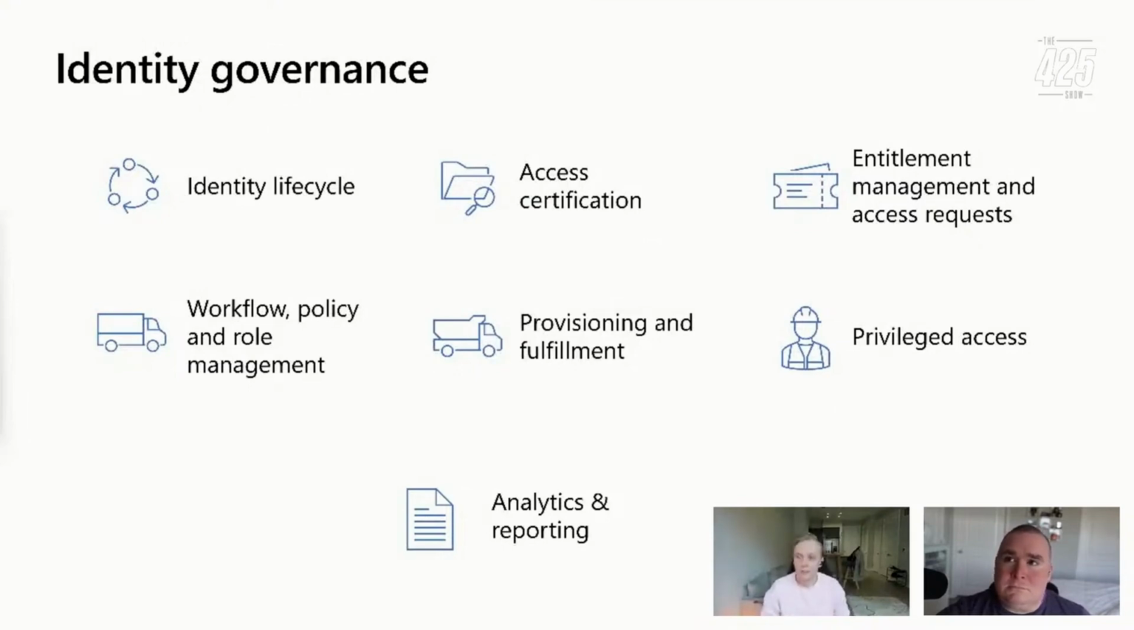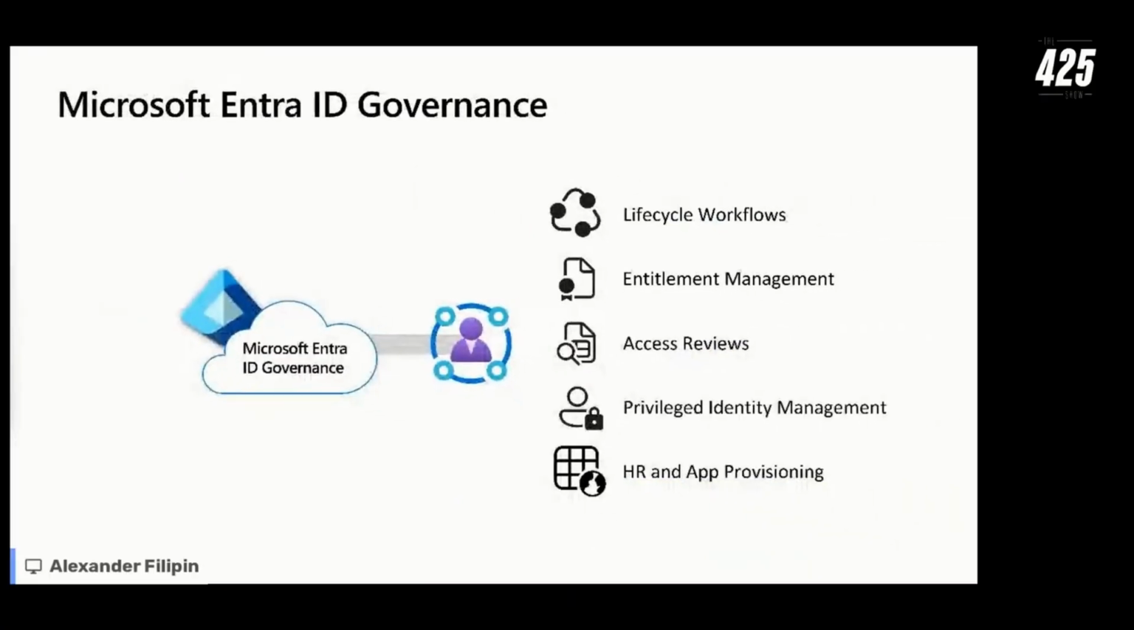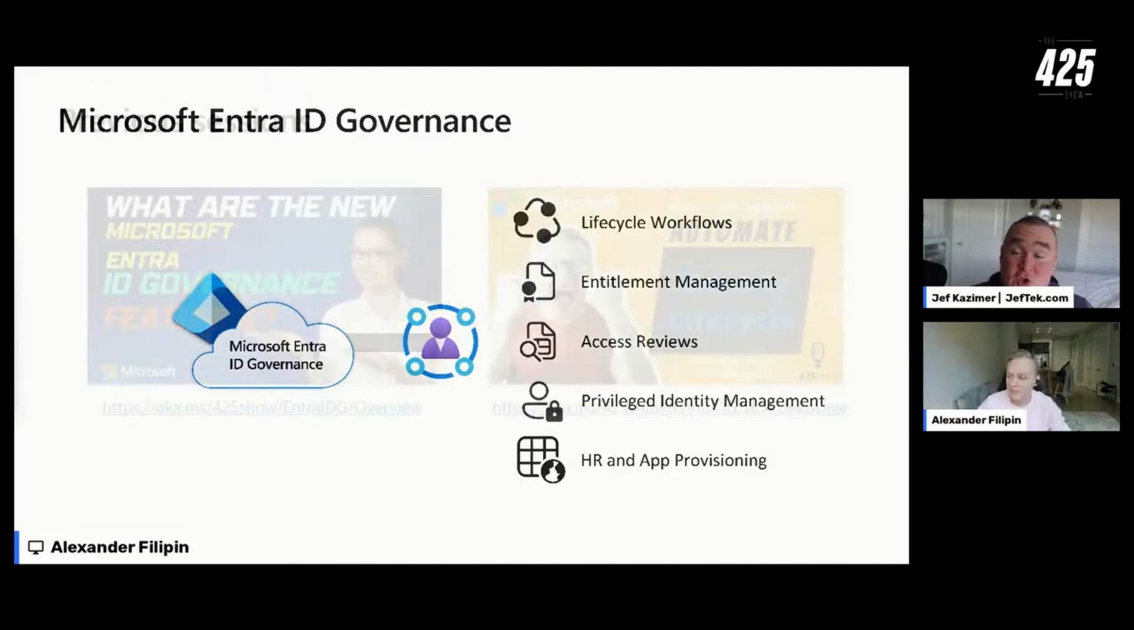Without going into great detail, it's important to also understand that our Microsoft Entra ID Governance offering primarily consists of 5 core features that help organizations achieve their business requirements in these governance areas. These are lifecycle workflows, entitlement management, access reviews, privileged identity management, and our HR and app provisioning capabilities. If you haven't heard about them, I'm sure Jeff has a lot to tell about how you can find out more about them.